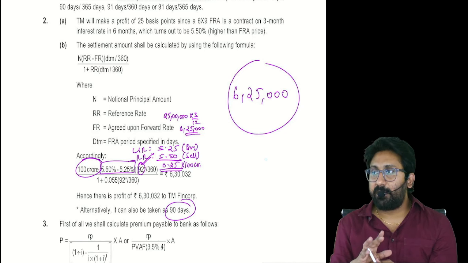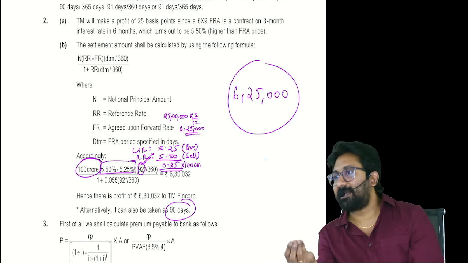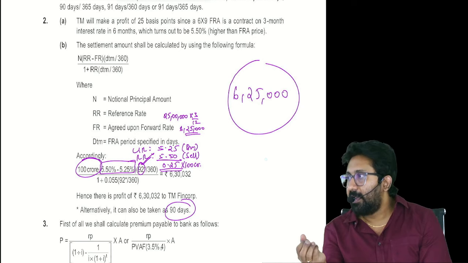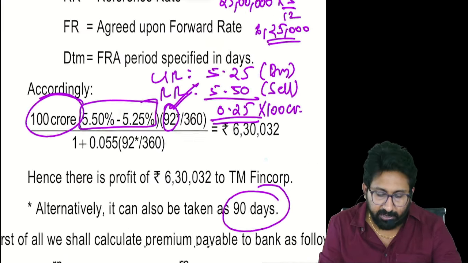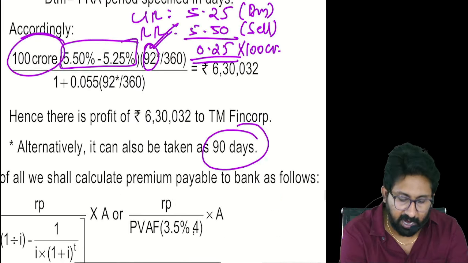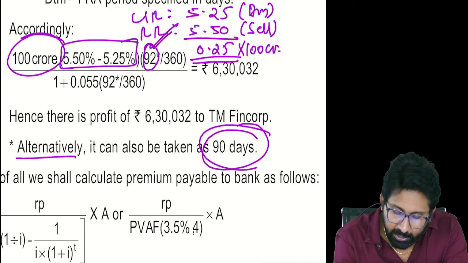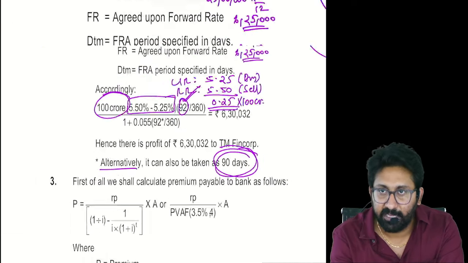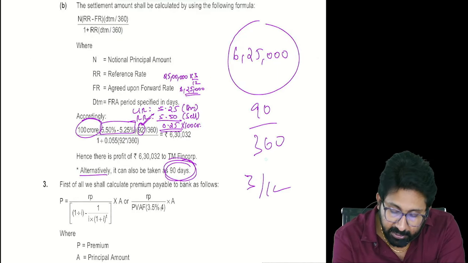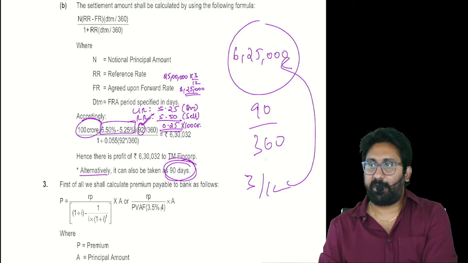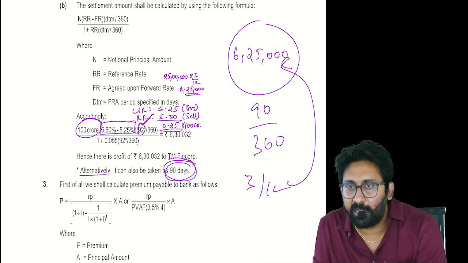Sir, 3 by 12 or 92 by 360? It's for 3 by 12. That's the answer. The institute also gave an alternative thing. It can also be taken as 90 days. If you take it as 90 days, 90 by 360 can also be written as 3 by 12, then exactly this answer you will get. Understood the point clearly or not?